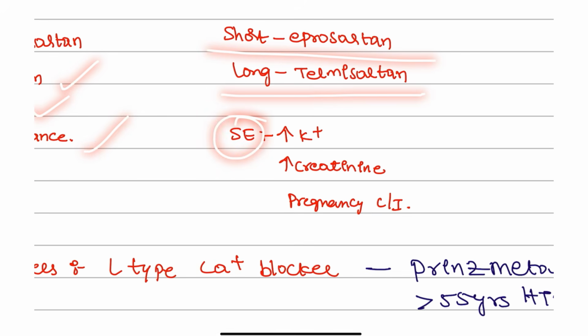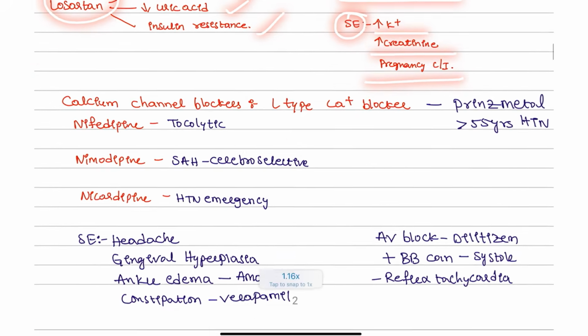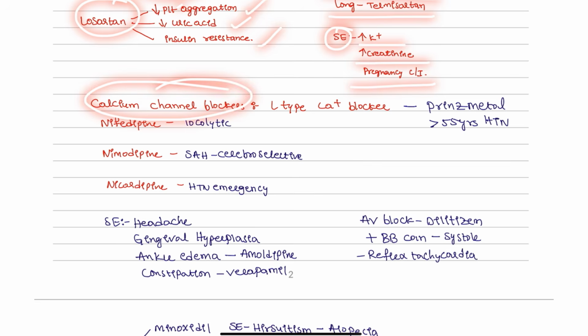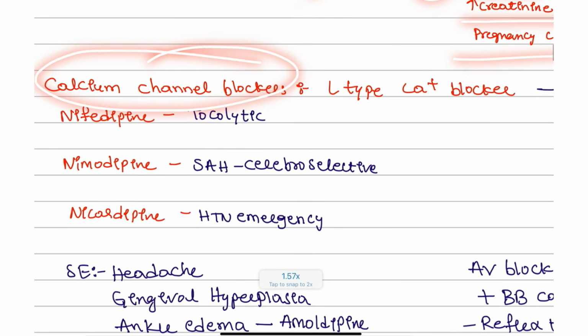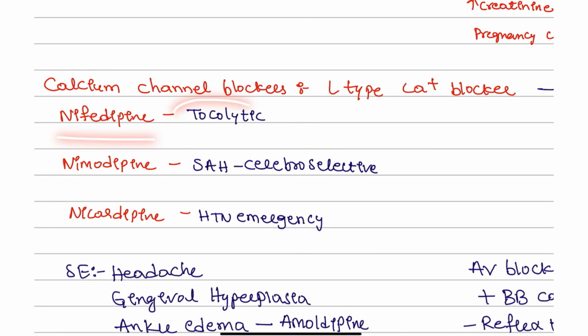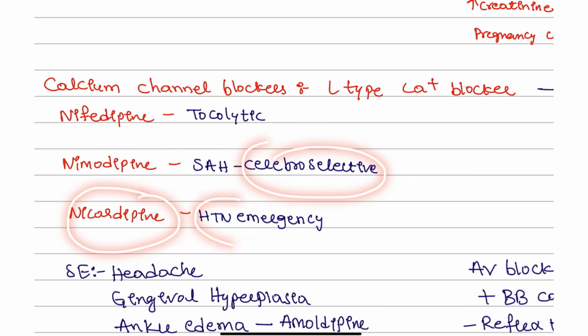Next, side effects are hyperkalemia, same as before, raised creatinine, and pregnancy contraindication. Alright, next, calcium channel blockers. And what are the examples, guys? Remember, nifedipine is a tocolytic. Nimodipine is cerebroselective. And nicardipine is used for hypertensive emergency.